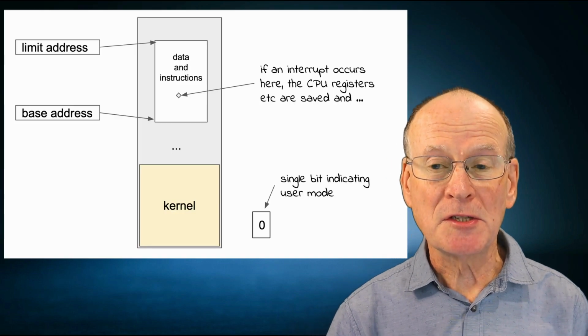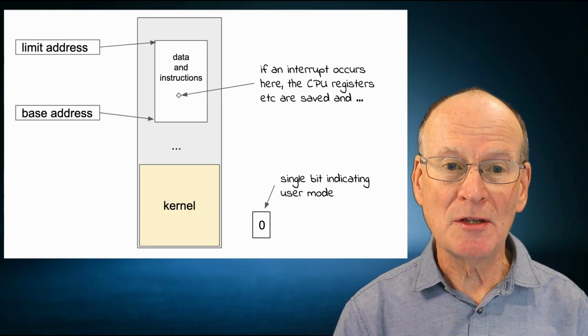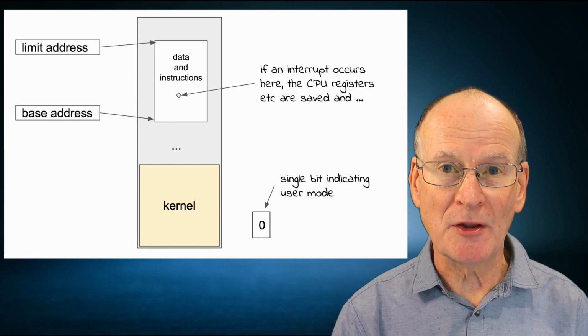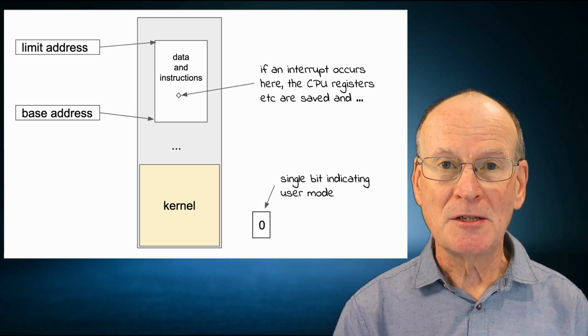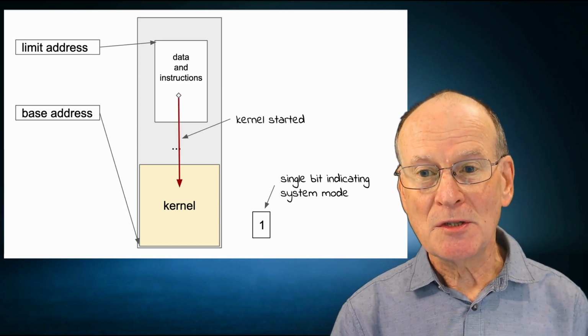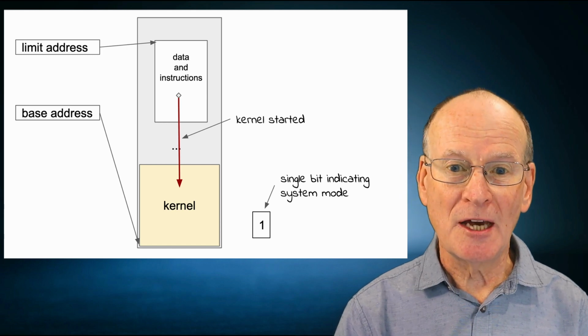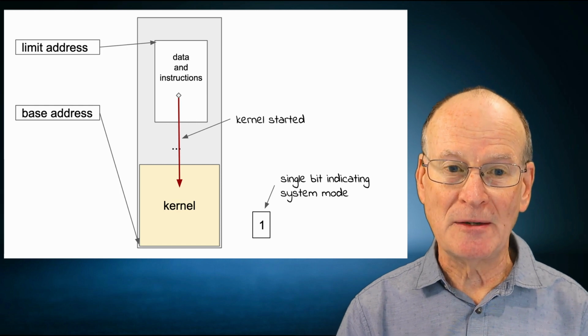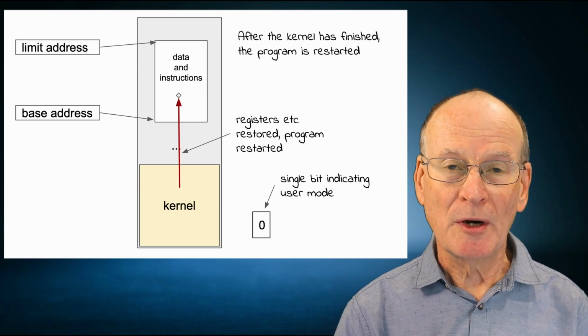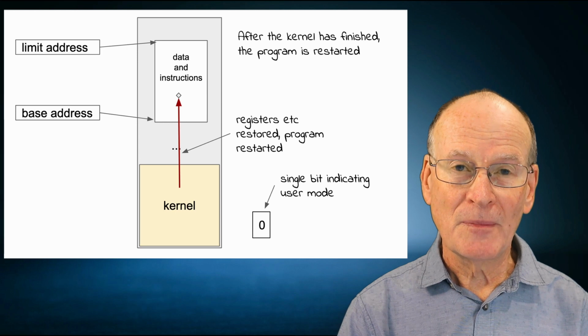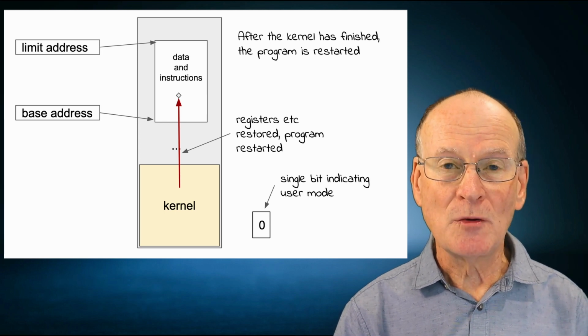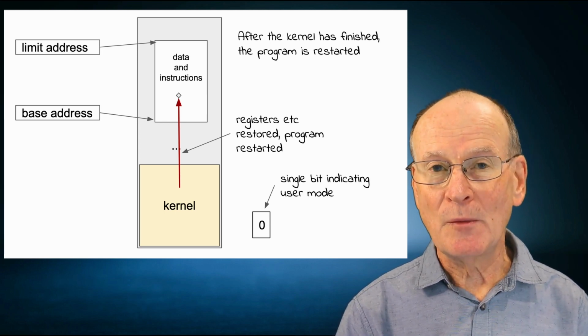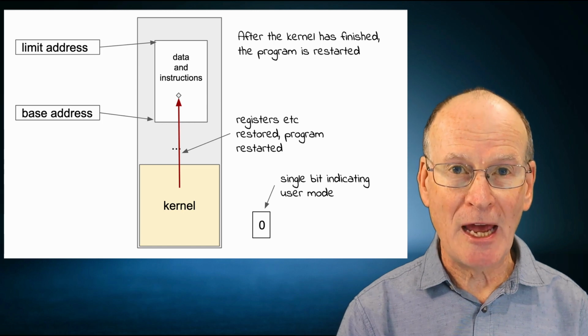Now, an interrupt is where a currently running program is interrupted and all of its state, that is the memory, the CPU registers and other information about the program, is saved. The user system mode bit is then set, indicating that we're back into system mode, and the kernel program is started. Later on, the kernel program can restore the state back to what it was for that program and restart the program. The program will then continue as if nothing had happened.